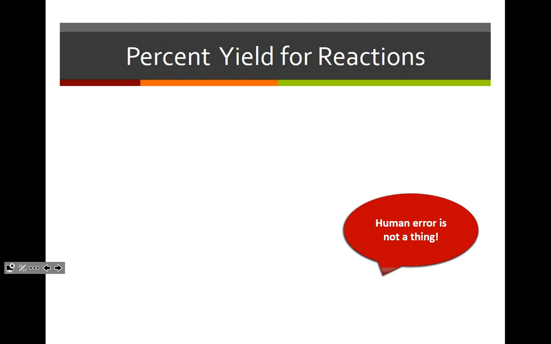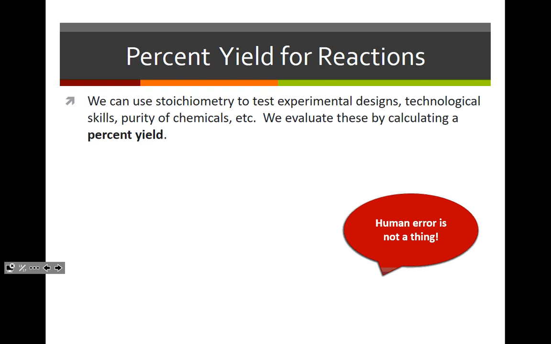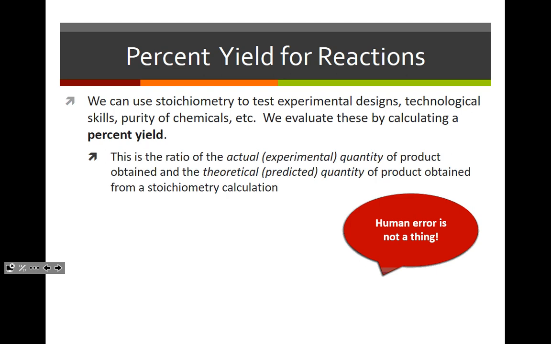Today we're going to learn about percent yield, and it's basically just using your knowledge of stoichiometry to help you decide, hey, this is what should have been produced, but how much was actually produced. So really quickly, we can use stoichiometry to test experimental designs. That's basically labs, technological skills, the purity of chemicals, etc. We evaluate these by calculating a percent yield.